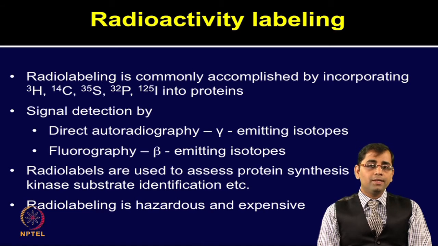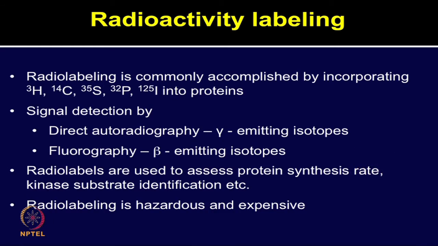The radiolabels have also been used to assess the protein synthesis rate as well as other applications. Although this is a very robust system, the radio labeling is hazardous as well as expensive. Mainly due to the hazardous nature of these radio labels, this technique is used only for very essential studies. However, the sensitivity and various types of applications unique to the radio labels provide unique opportunity for this labeling strategy to be used for microarray applications.